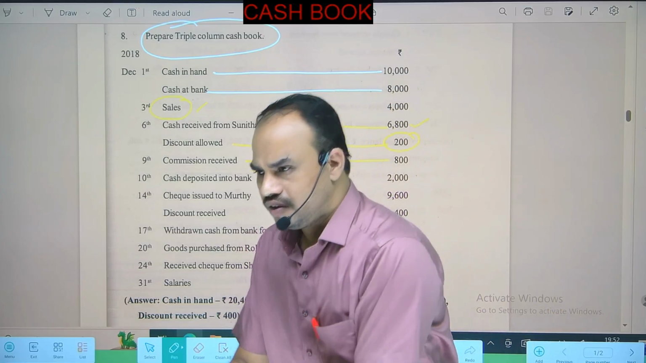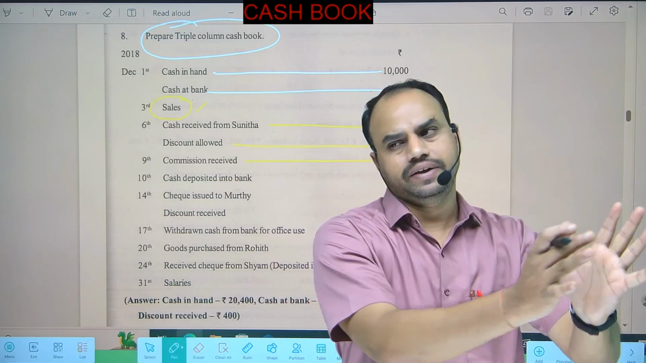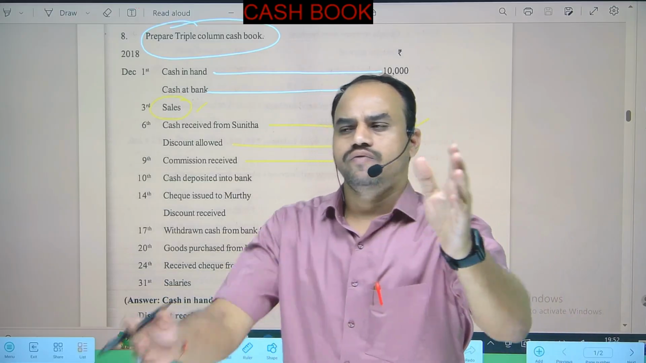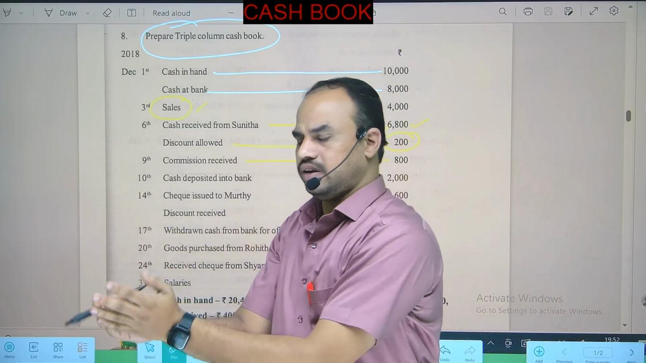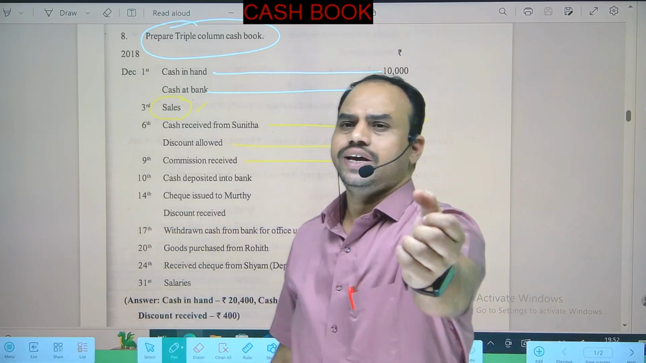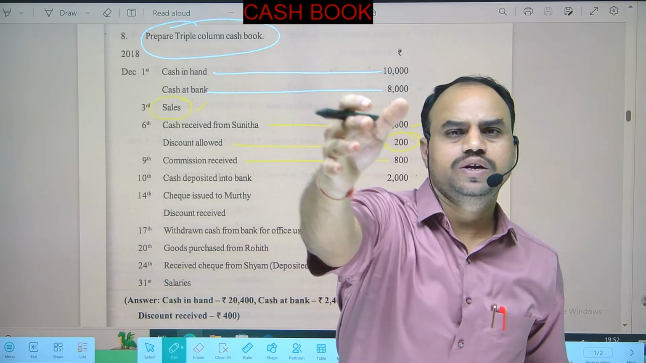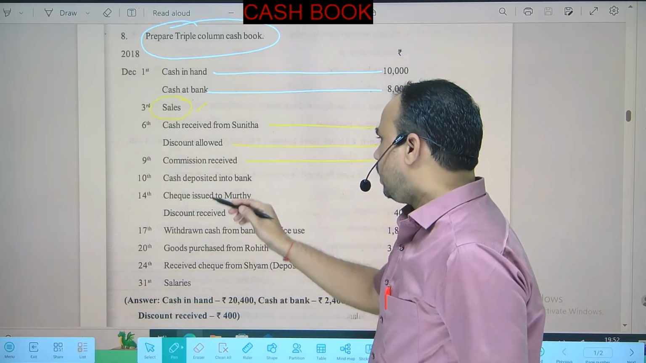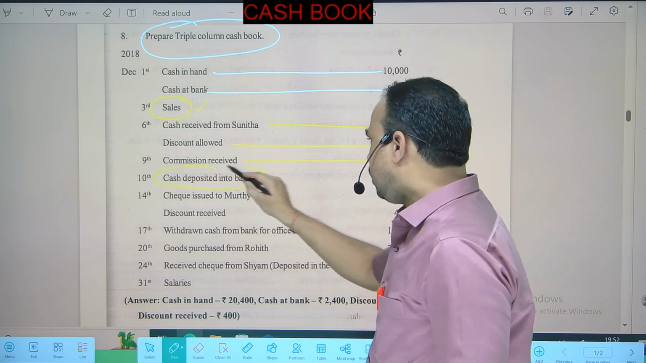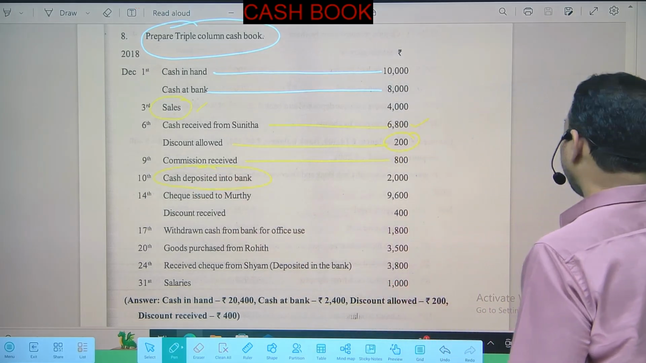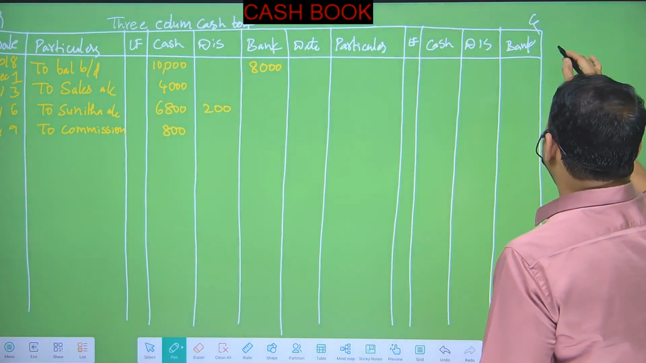Situation number 1, when cash is deposited into bank. Situation number 2, when cash is withdrawn from bank. Situation number 3, a check received on one day and the check deposited into bank on another day. So here cash deposited into bank is a contra entry.